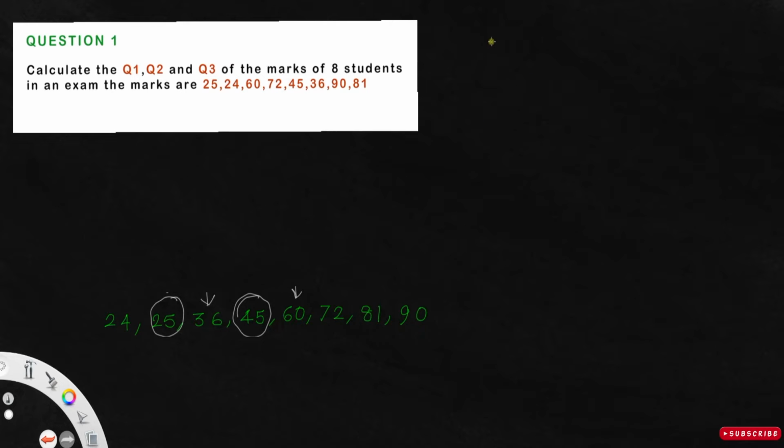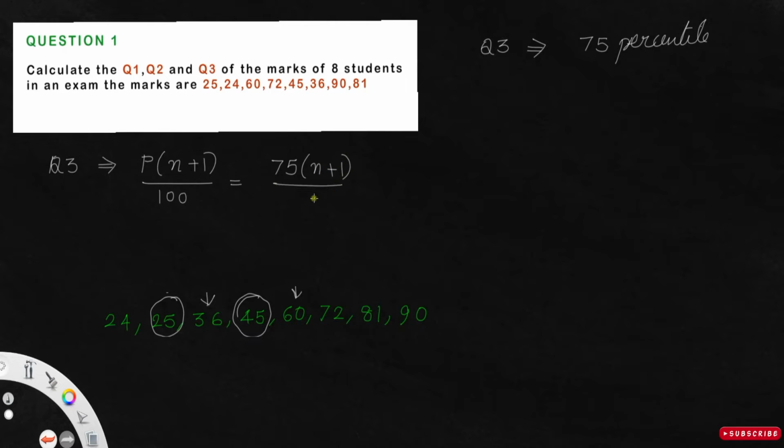So we need to find the third quartile Q3, which means the 75 percentile. And again we have the equation for the position, P into n plus 1 divided by 100. This time we have P equal to 75. 75 into n plus 1 divided by 100.